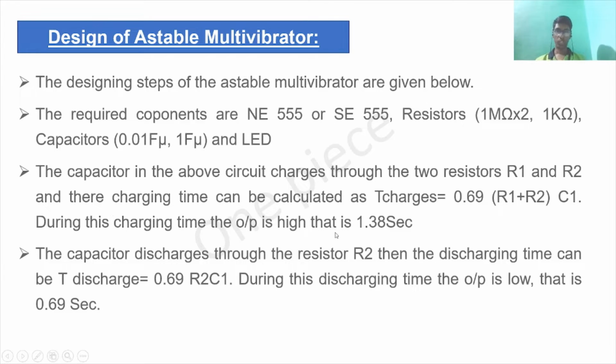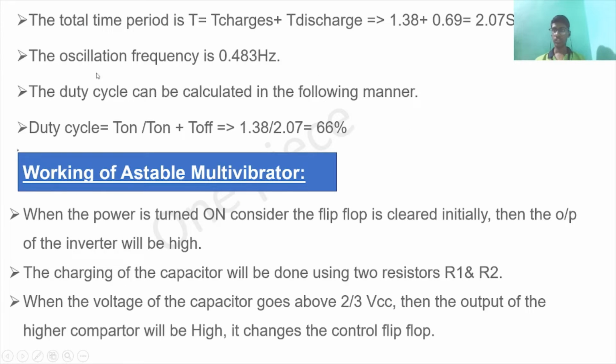In the charging case, the output is high, that is 1.38 seconds. In case of discharging time, the output is low, that is 0.69 seconds. So the total time period T is equal to T charge plus T discharge, which is equal to 1.38 plus 0.69, which is equal to 2.07 seconds. So the total time period is 2.07 seconds.